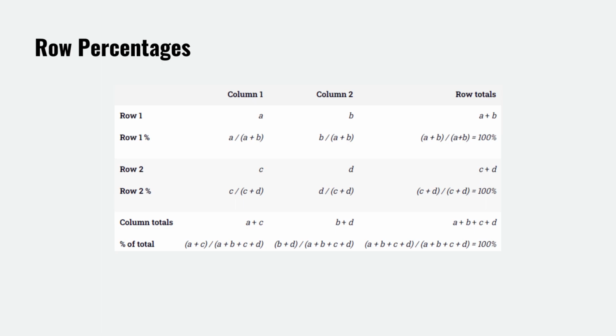What we see right now are the formulas needed for computing row percentages. Now, notice that when computing row percentages, the denominators for cells A, B, C, D are determined by the row sums. Here, A plus B and C plus D. This implies that the percentages in the row totals column must equal 100%.